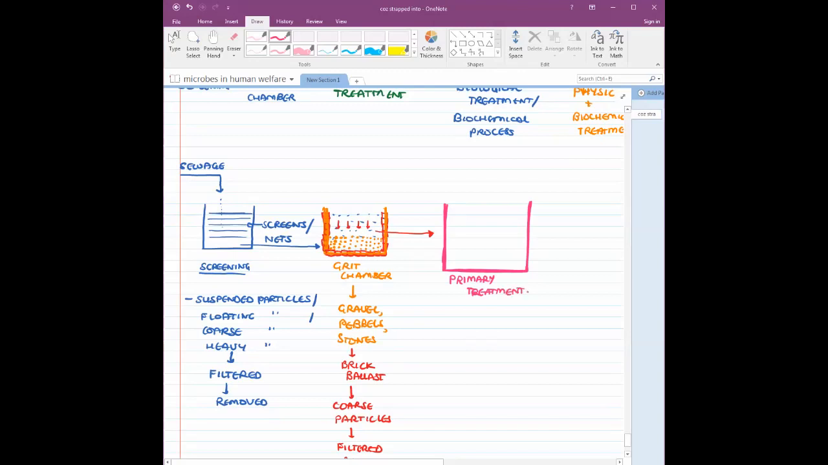Now primary treatment, what did I say, guys? This is nothing but your physical treatment. Now, what happens in this case? Guys, whatever water we have taken from here, we are going to take all this water, whatever is there.